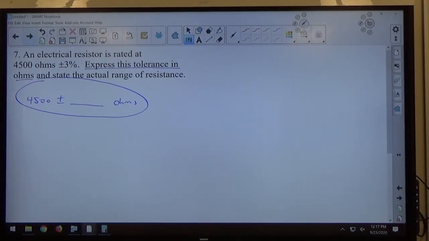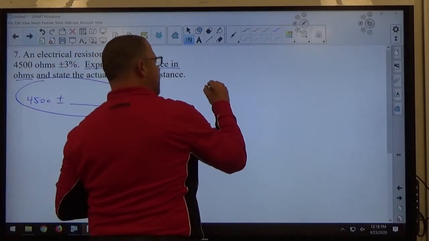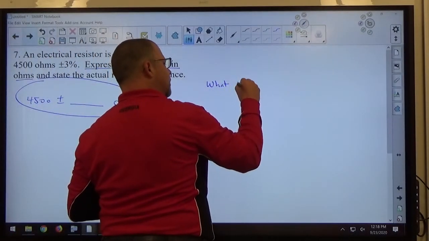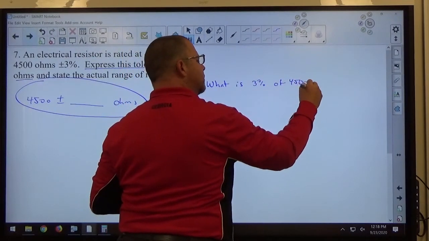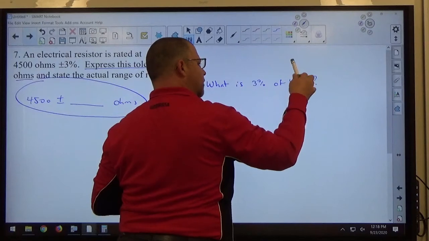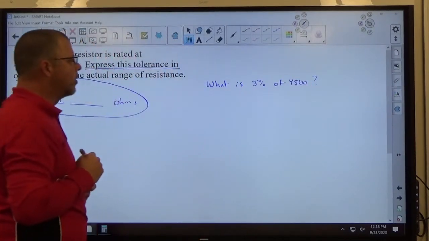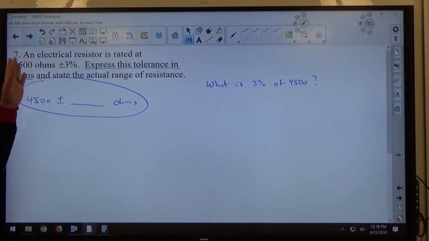Yeah. All right. So, first off, this is the rating, 4,500, and then the allowed error is 3%. We can be 3% above or below the error, and the error is always the part. So when we talk about this in class, the part is 3% of the whole, right? So I want to know what is 3% of 4,500. That'll tell me how much error I'm allowed to have.